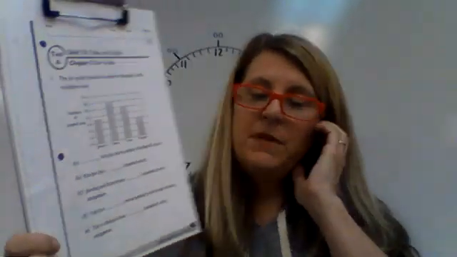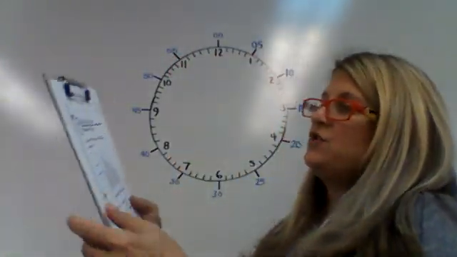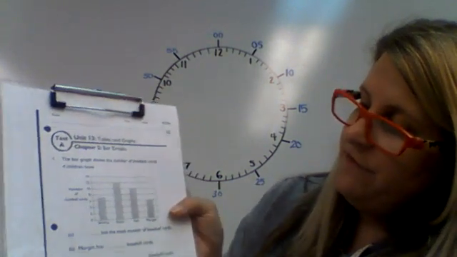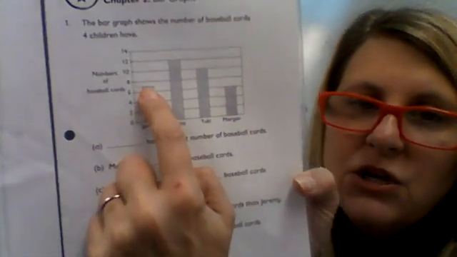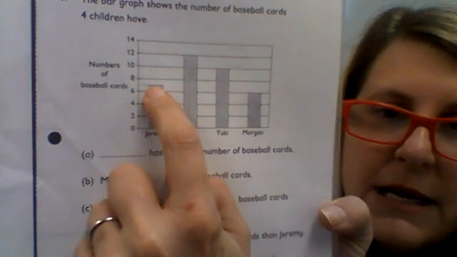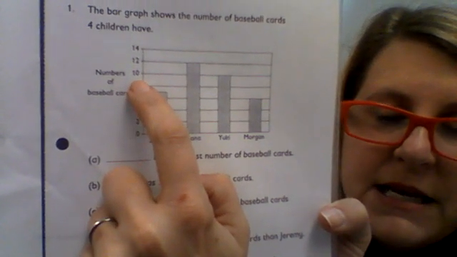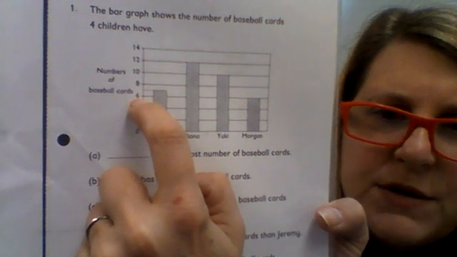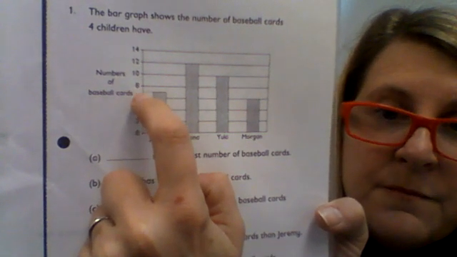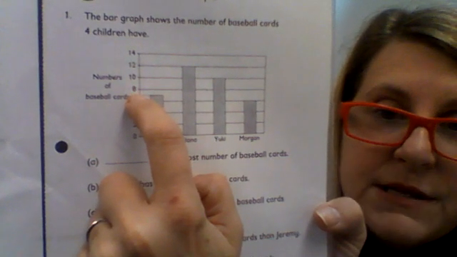This one. All right, it says the bar graph shows the number of baseball cards that 4 children have. This is Jeremy. And if we go up, we see how many Jeremy got. It's between 6 and 8. What number comes between 6 and 8? That's how many he got.